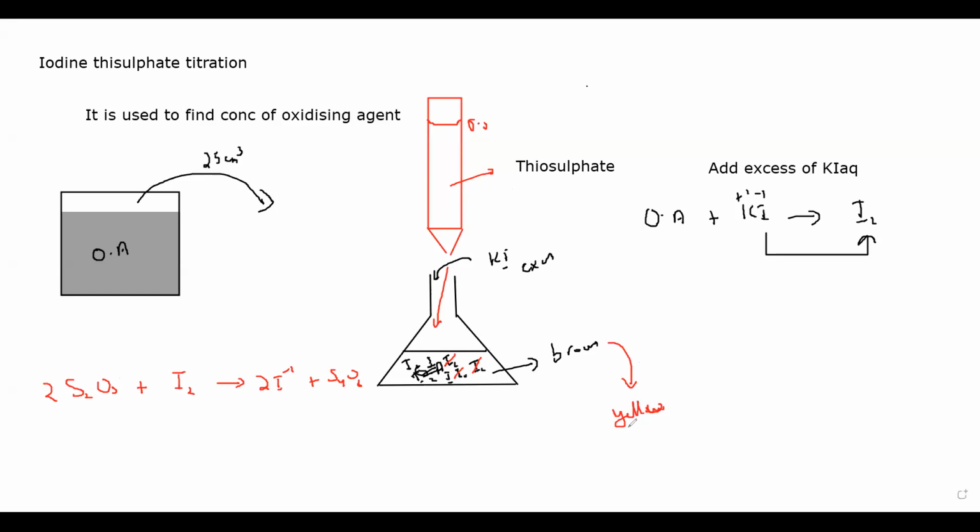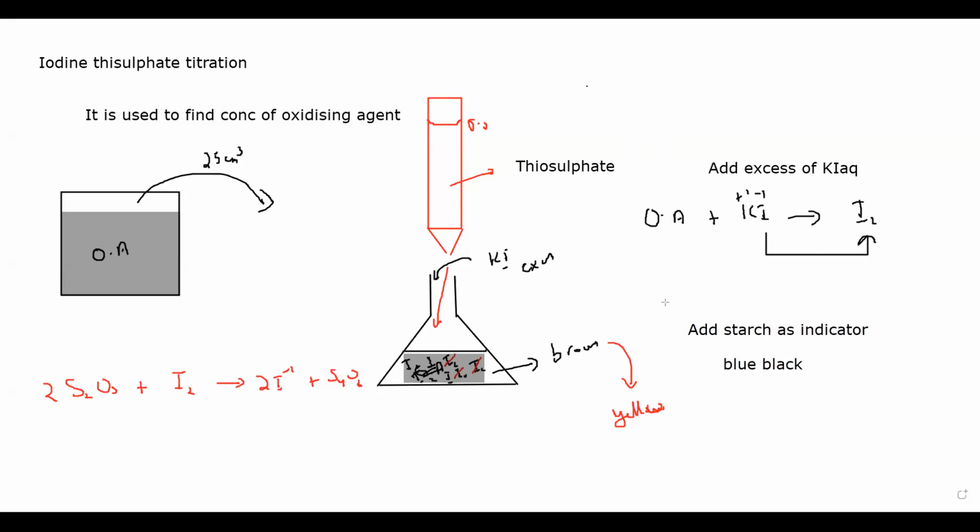When the solution turns light in color, at that moment we will add starch as an indicator. When we add starch as an indicator, in the presence of iodine the starch will give a blue-black color. So it will be a dark color. The solution will turn darker at the moment we add starch.